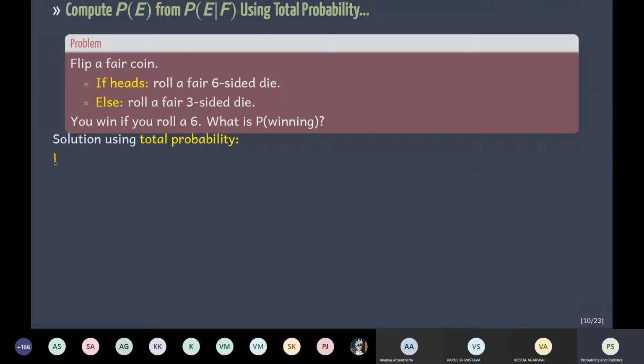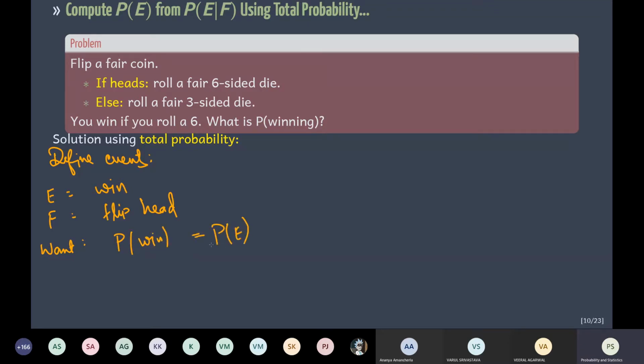Let us define the events. E to be, let us say, you win. Okay, so you know how to win, right? You win when you get a 6, and let us say F is that you flip a head, or you get a head after a flip. Okay, what we want is the probability of win, which is nothing but probability of E. This is what we want.